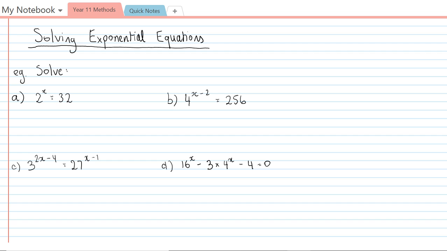So, the first one, 2 to the power of x equals 32. Well, you basically just count it out. 2 times 2 is 4, times 2 is 8, times 2 is 16, times 2 is 32. So therefore, x equals 5.